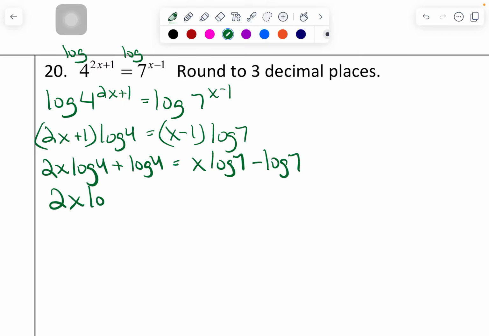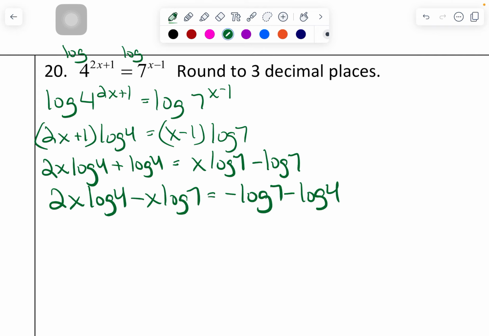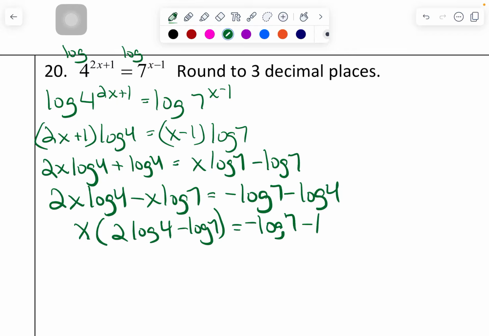All right, so 2x log 4 minus x log 7 is equal to negative log 7 minus a log of 4. Factoring out the x, we've got 2 log 4 minus log 7. Right side isn't going to change, except, of course, if I can't spell the word log.